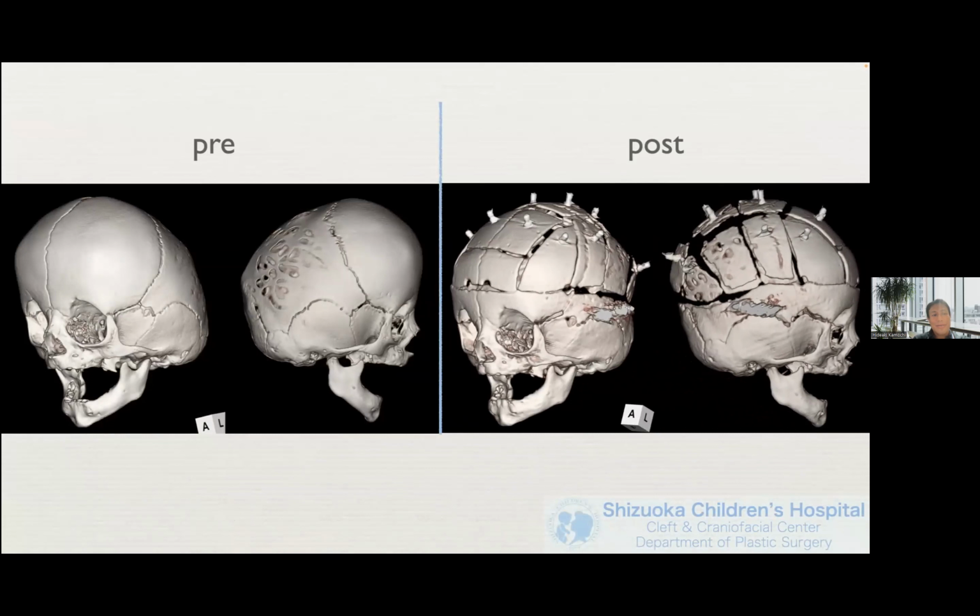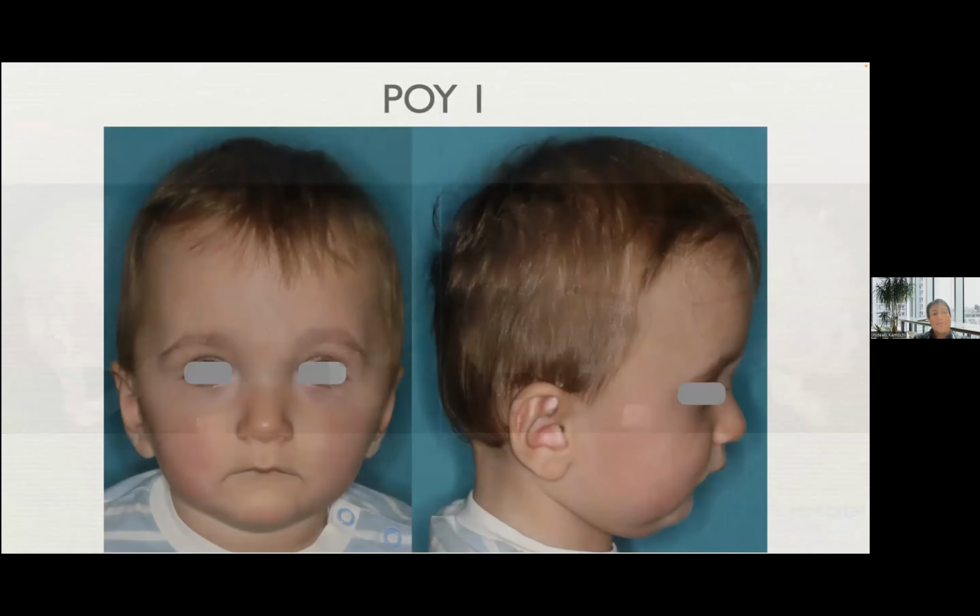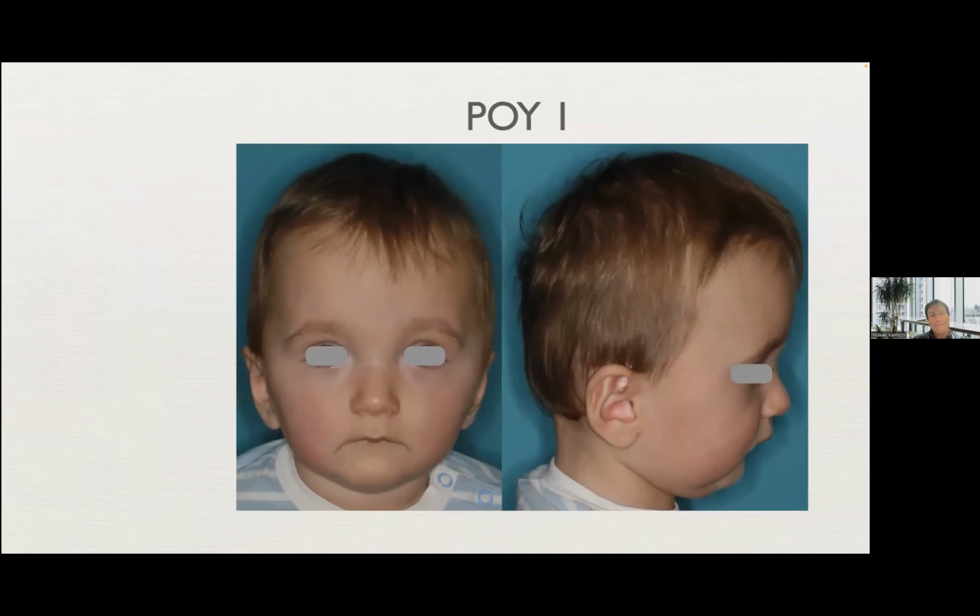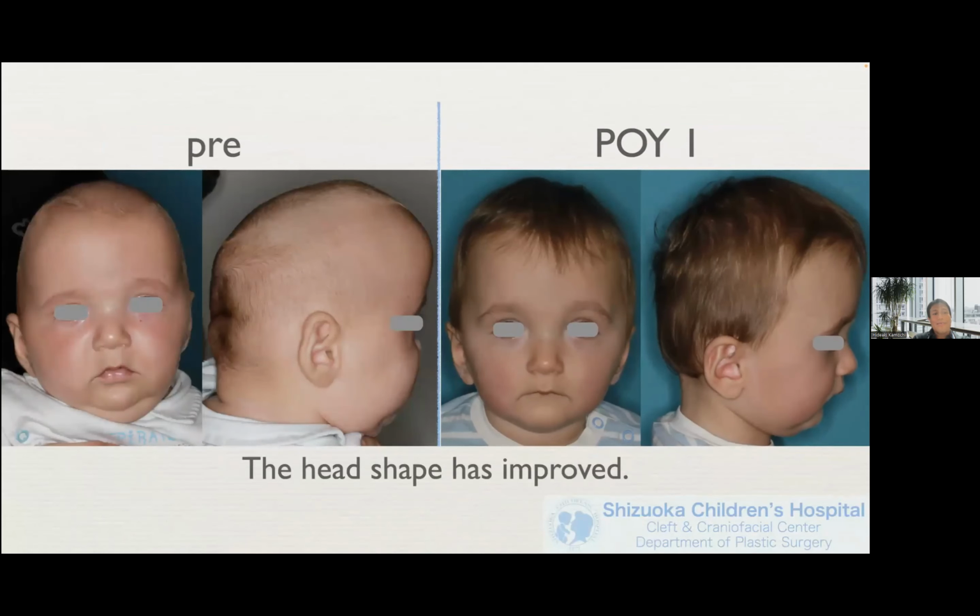Pre and post. Comparing before and after surgery, we can observe improvement in the cranial morphology. These are photos taken 1 year after the surgery. These are comparisons between the pre- and postoperative photos. The head shape has improved.